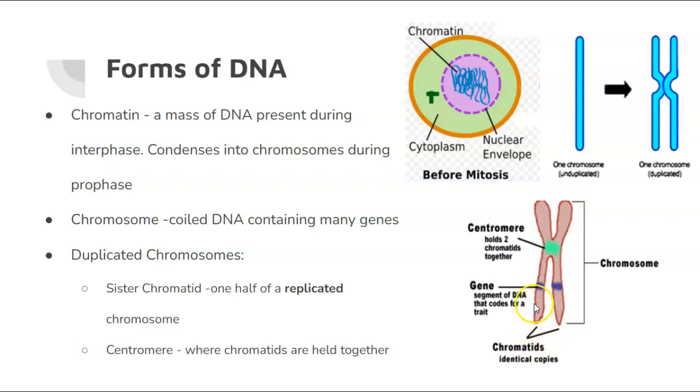Within a chromatid, you have a gene. A gene is just a segment of DNA that's going to code for a trait, whether it's hair color, eye color, it can lead to height, it can lead to anything, right? Any gene is going to be found on a chromatid in the same spot on both sister chromatids. And then the centromere is what holds the two chromatids together. So this allows the chromatids to form into the typical X shape of a chromosome.